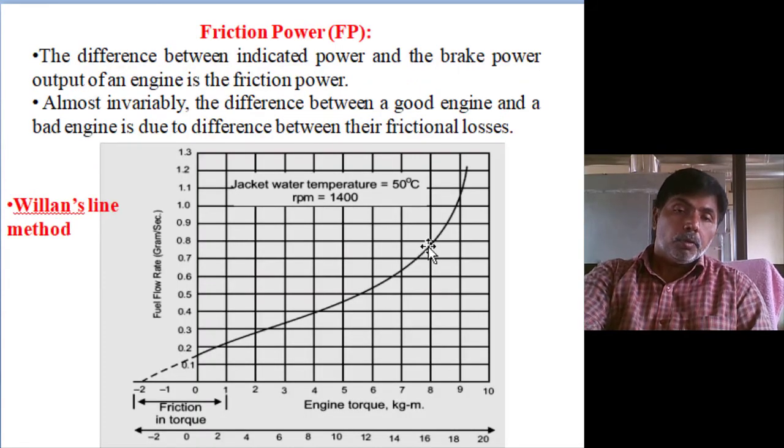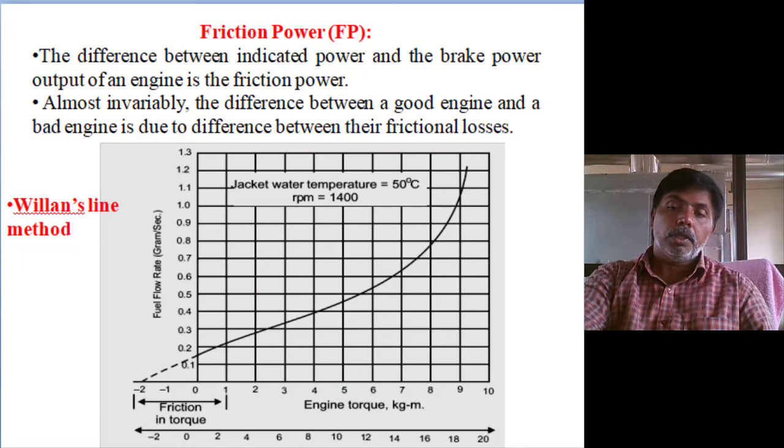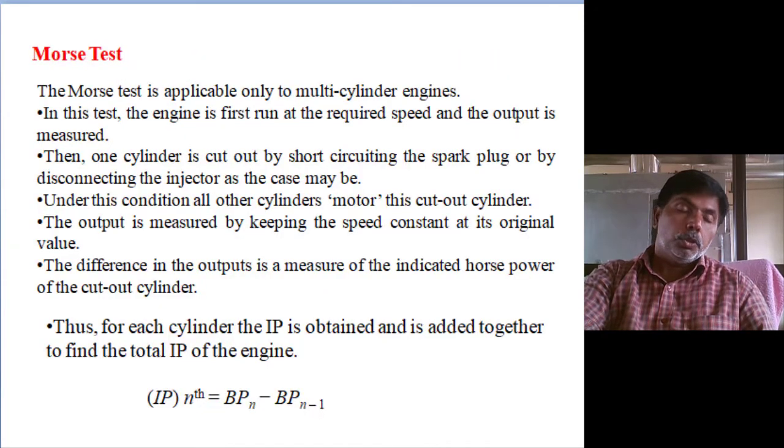Then friction power by the Willans line method, where we draw the graph between specific fuel consumption and brake power, and we extend that curve back to the negative axis of the brake power. Whatever the negative value is, that is the friction power. It is only used for diesel engines, with constant speed engines.